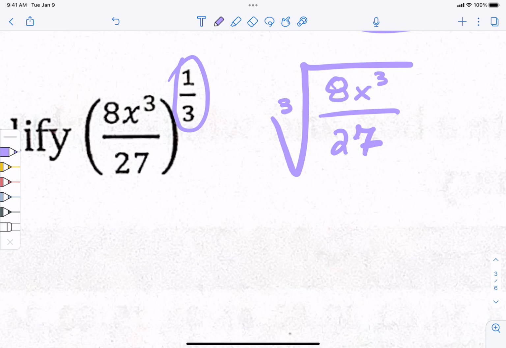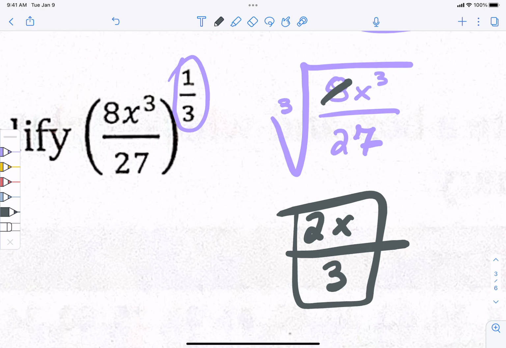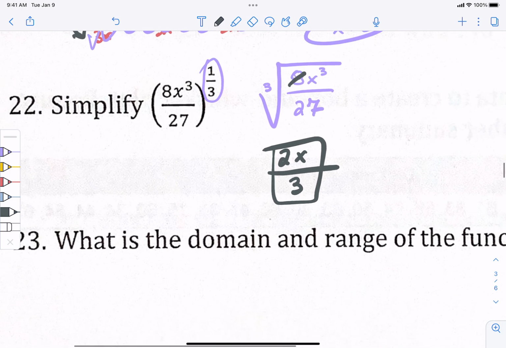So the cubic root of 8, we start there, right? Can you take the cubic root of 8? Yeah, it's 2. This just says, what can you multiply by itself to get 8? And it's 2, right? What about the cubic root of x cubed? What do you take times itself to get x to the 3rd power? Just x, right? What about the cubic root of 27? It's 3, right? 3 times 3 times 3 is 27. So 2x over 3. That's all. That wasn't too bad, right? Just remember the 1/3 power means the cubic root.